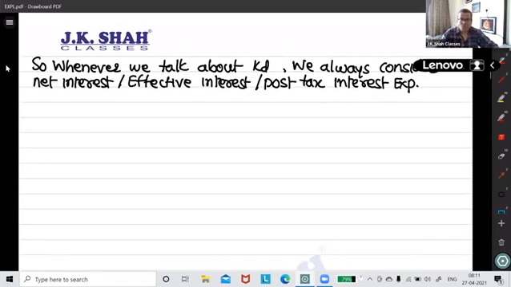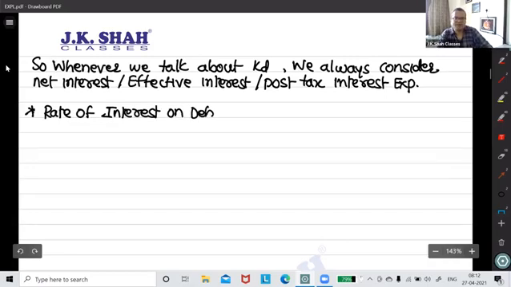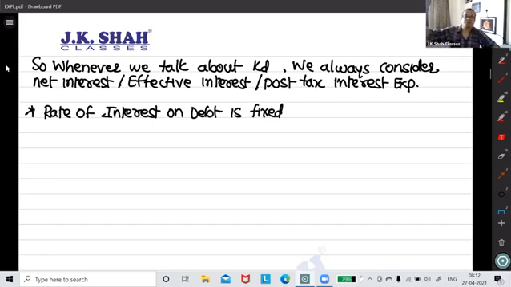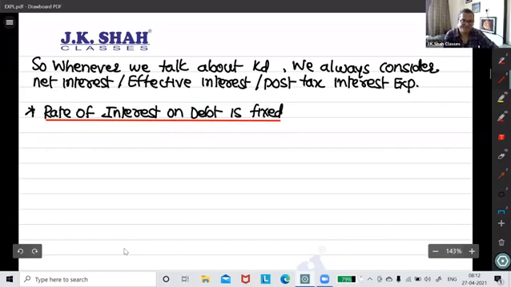So now there are two views about calculating the KD. First of all, keep it in mind: the rate of interest on debt is fixed. That is the beautiful part, so not much complication. Rate of interest on debt is what? Fixed. So actually speaking, there are not many complications over here. Then what is the only thing that we need to discuss? Types.